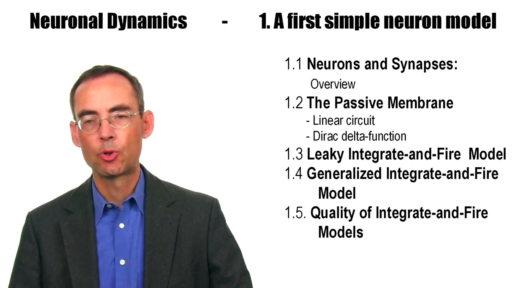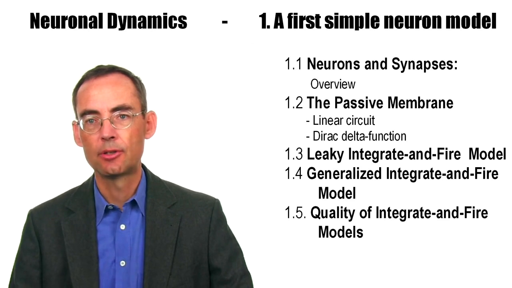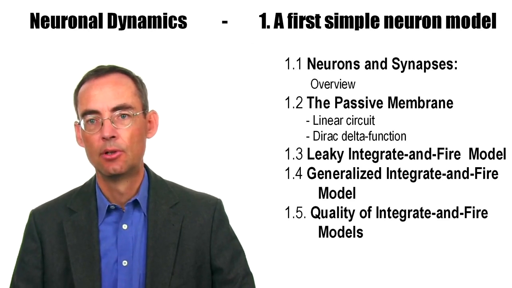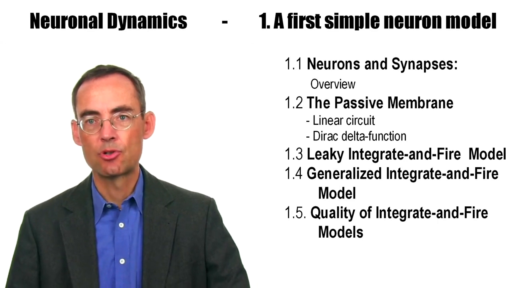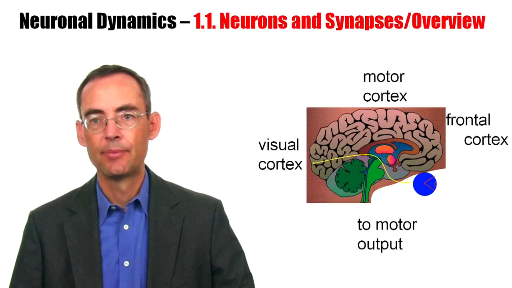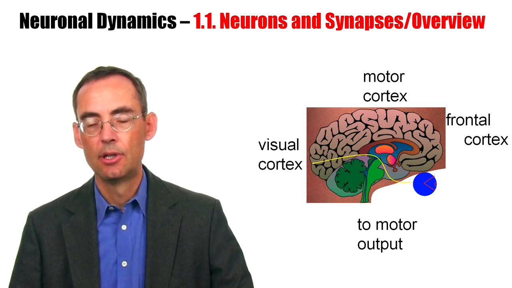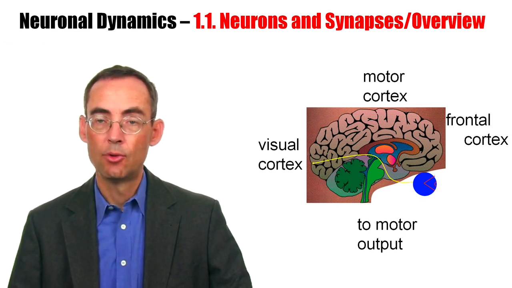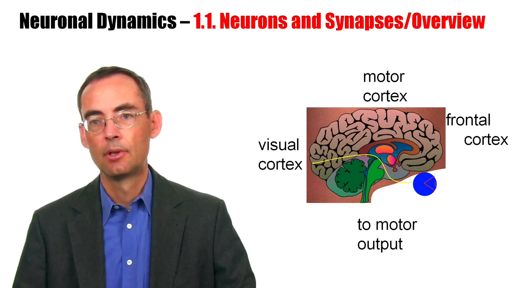Welcome to the class on neuronal dynamics. Neuronal dynamics is part of the larger field of computational neuroscience. Computational neuroscience works on a theoretical description of the brain. Our brain is organized in different areas. There's an area involved in visual information processing called the visual cortex.